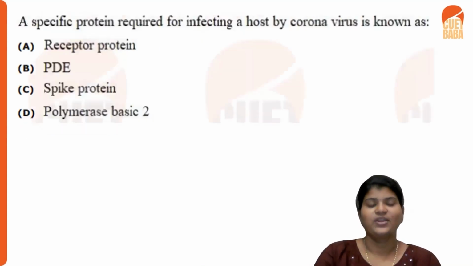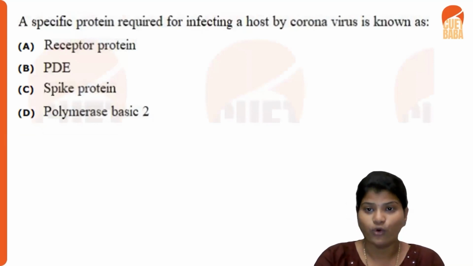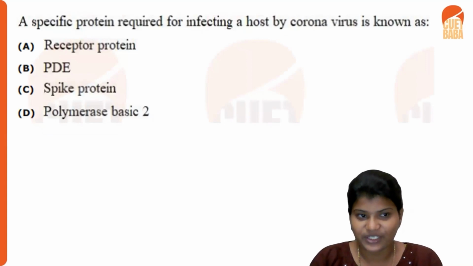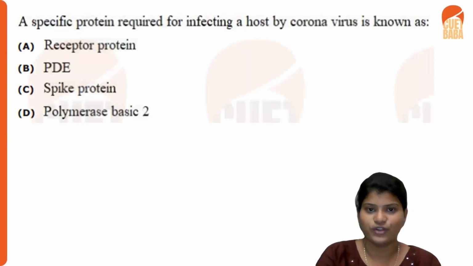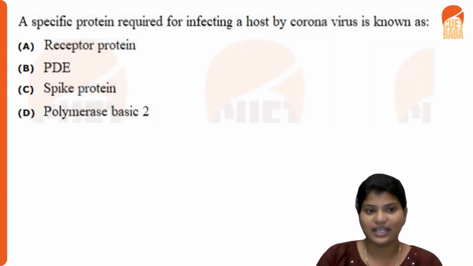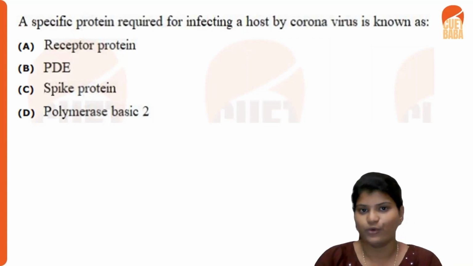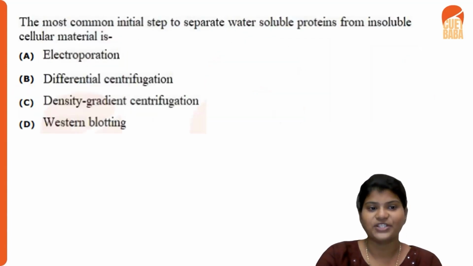And the next question: a specific protein required for infecting the host by coronavirus is known as. There are four options: receptor protein, PDE, spike protein, and polymerase basic 2. Usually the virus has an outer protein which helps it attach to the host. Those kinds of proteins are always spikes, so that it can be easily attached and the genetic material can easily penetrate into the host. So the correct option will be spike protein. Option C is the correct one.